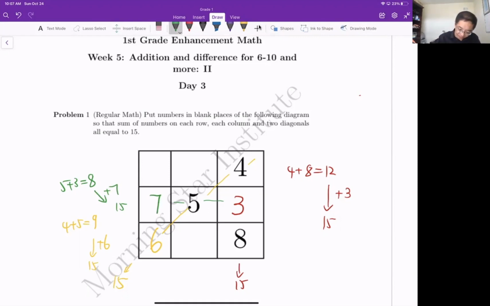And then we can look at this column, which should also be 15, right? So I already have 7 and 6, so 13. So you should put a 2 here, right? So you put 2 here.